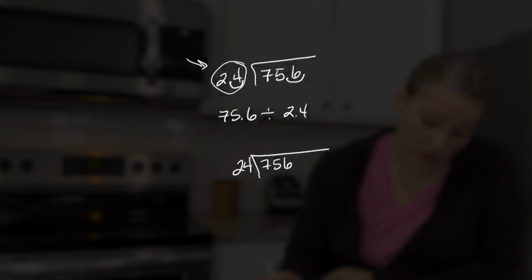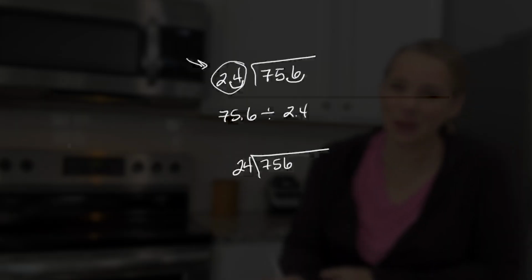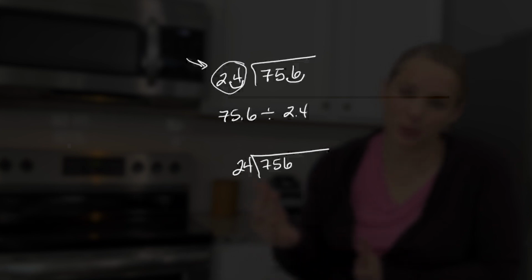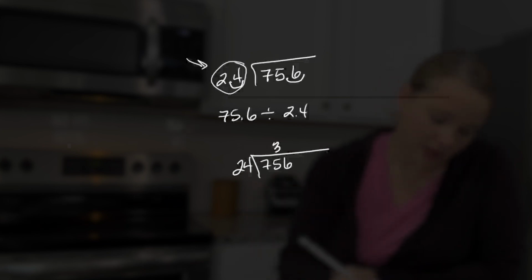How many times can 24 go into 75? Can I look on a calculator? I guess so, but think about quarters. How many quarters are in 75 cents? 3. And 24 is pretty close to a quarter, right? It's pretty close to 25. So we're going to try 3. So then we'll do 3 times 4 is 12. Carry the 1. 3 times 2 is 6 plus 1 is 7.